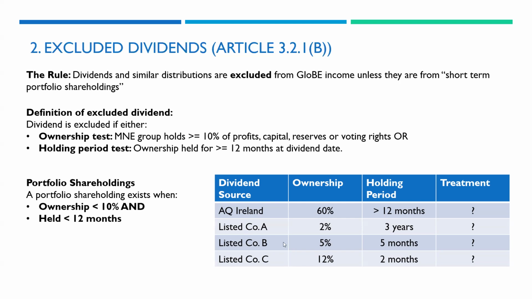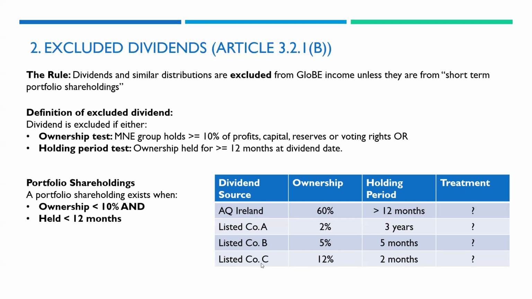Now let's go to listed company B. I have 5% ownership and I've held it for 5 months. Should I exclude this dividend? No, because it does not satisfy either condition and it is what we call a portfolio shareholding.